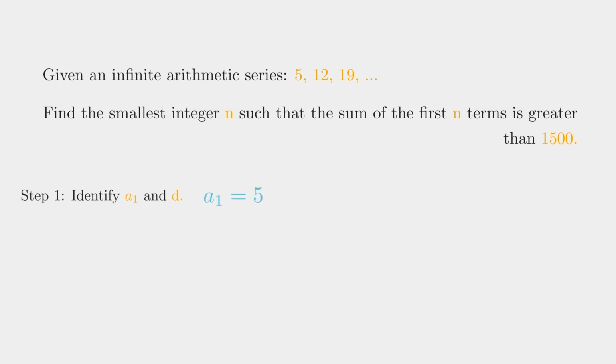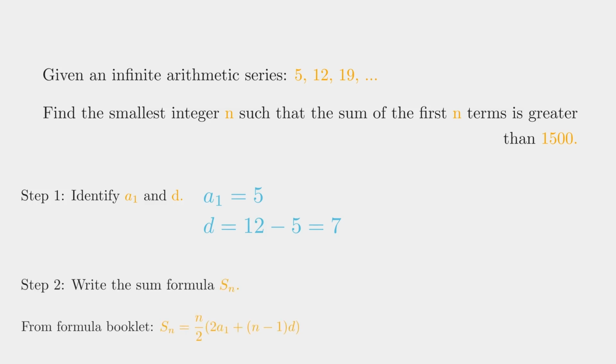The first term, a1, is 5. The common difference d is the difference between consecutive terms, so 12 minus 5, which is 7. Next, we write down the sum formula for an arithmetic series, which is Sn equal to n over 2 into 2a1 plus n minus 1 times d. This formula is provided in the formula booklet.